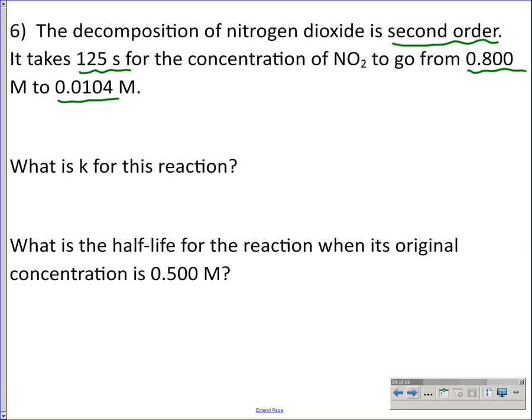So first of all, what's the first thing I want to do? I want to write second order and then solve for k. Okay, so give me that second order. 1 over concentration, k. I think Bryce could teach this. Okay, so give me k.